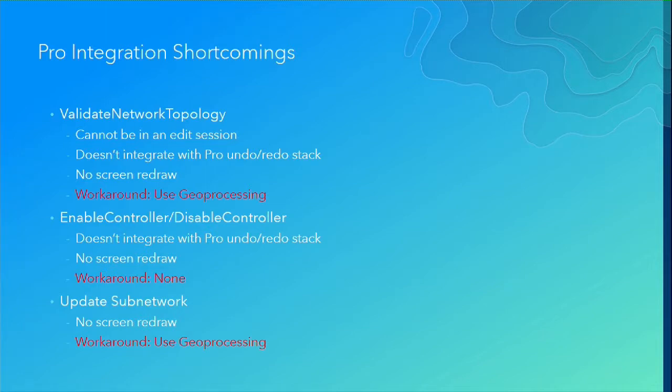Enable and disable controller, they don't integrate with the Pro undo redo stack. They don't redraw the screen, and unfortunately there's no GP tool for these, so for the first release, if you call these routines, you're going to have to see some funny things. And finally, update subnetwork does not redraw the screen. Again, the workaround there is to use geoprocessing.